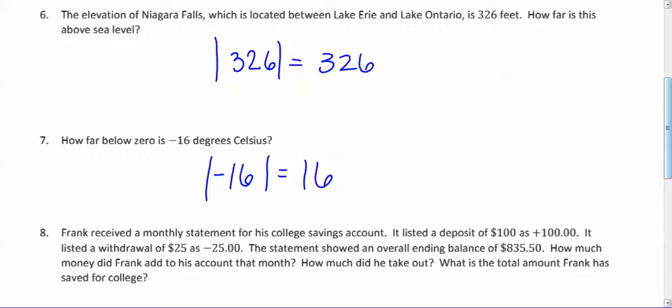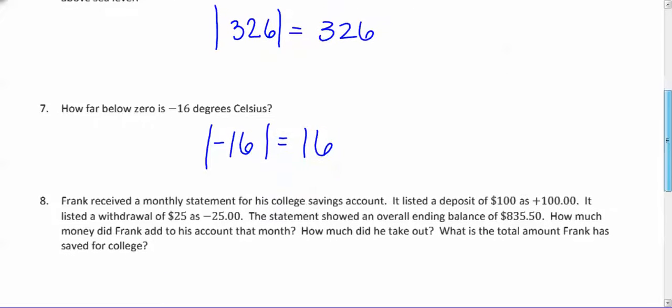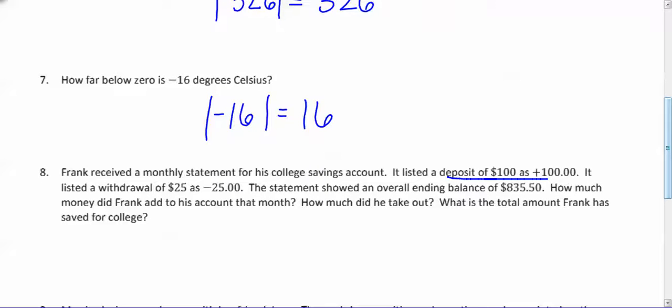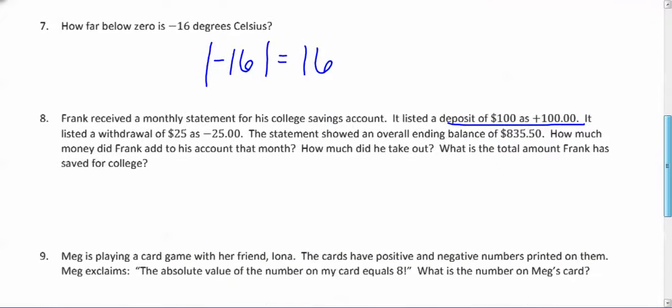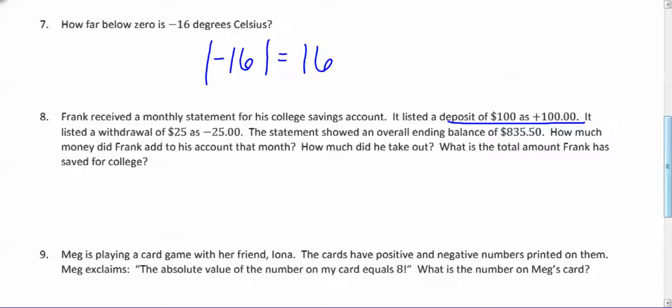All right, Frank received a monthly statement for his college savings account. It listed a deposit of $100 as +100. It listed a withdrawal of $25 as -25. And the statement showed an overall ending balance of $835.50. Way to go, Frank, saving money. How much money did Frank add to his account that month? So that would be his deposit, right? How much was his deposit? How much did he take out? What did he withdraw? What was his withdrawal amount?